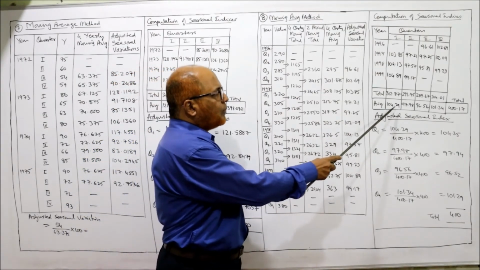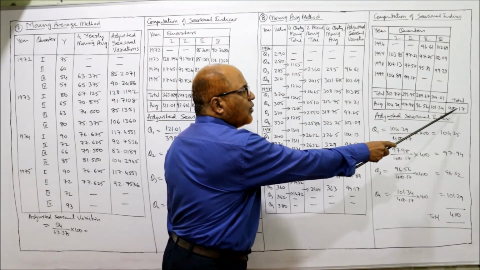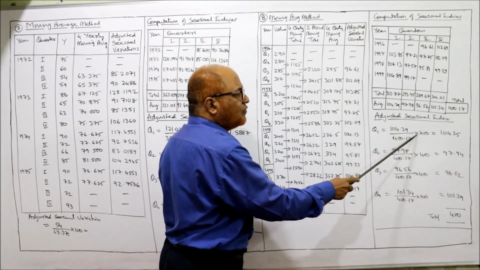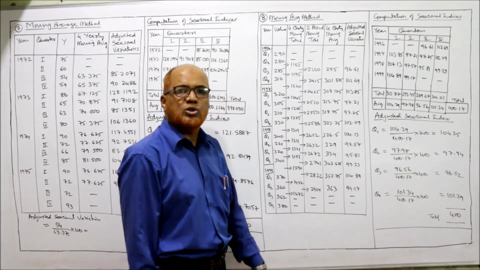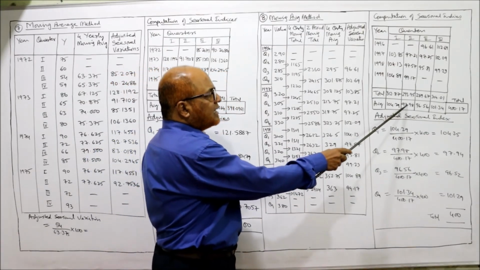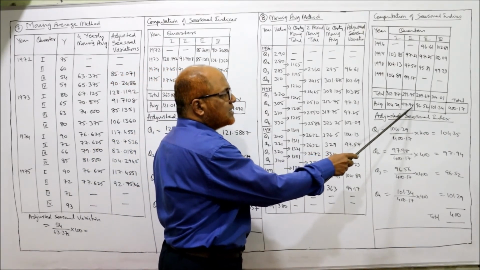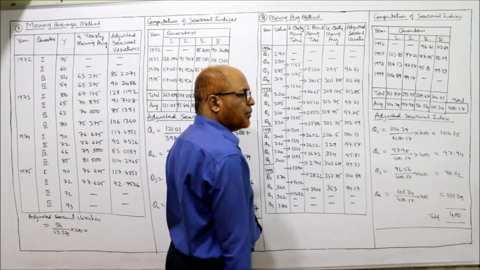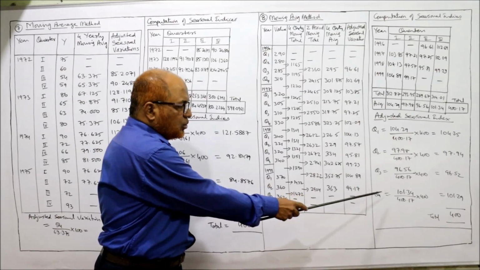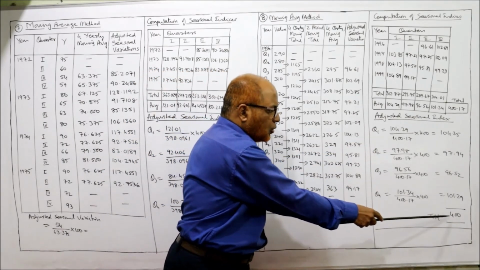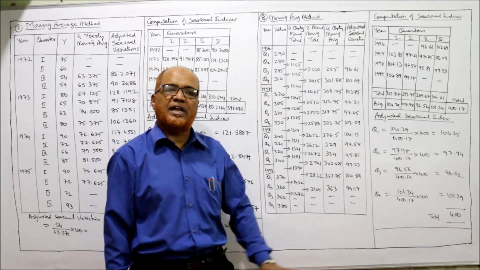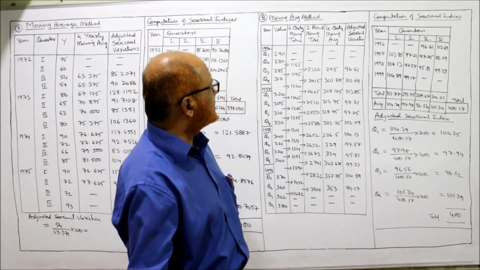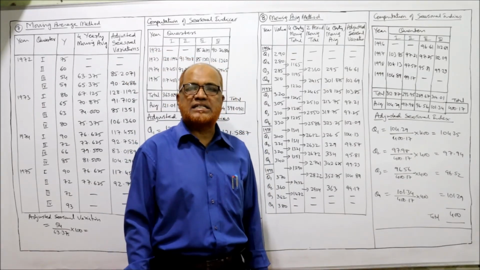So 104.29 divided by 400.17 into 400, we'll get 104.25. Similarly, 97.98 divided by 400.17 into 400, 97.5. Like this, you calculate for Q3 and Q4. Take the total, you must get 400. That's all. So this is the end of problem number 8.